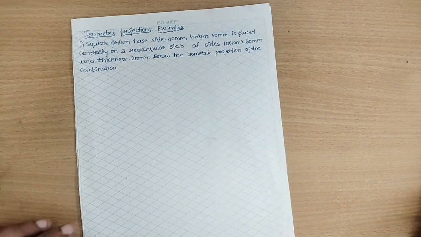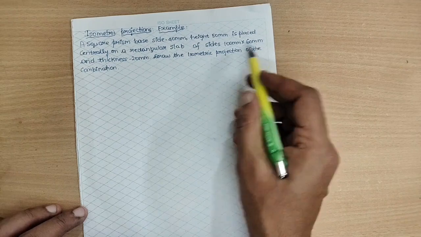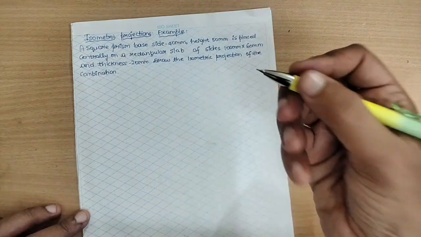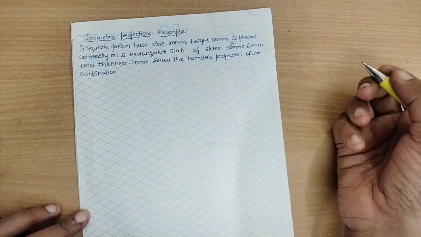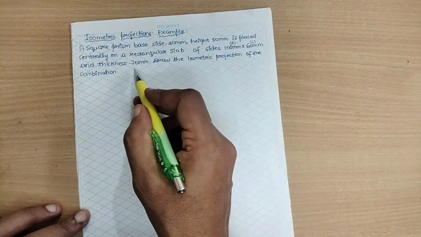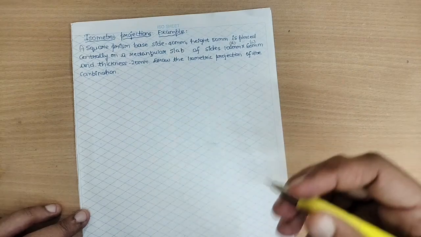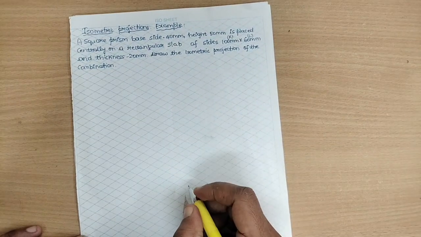To start with the solution, first let us draw the rectangular slab of sides 100 mm, 60 mm and thickness 20 mm. Please do remember the first dimension should always be taken towards the right hand side of the observer, the second dimension towards the left hand side of the observer, and the third dimension, thickness, remains as a height. Take any convenient point. This is called the isometric intersection point.